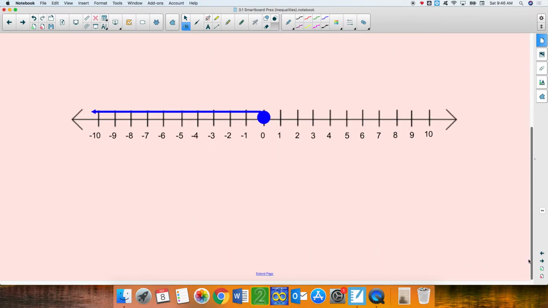Last one like this, again, I'm going to write down my variable, and then I'm going to write the number it's sitting at, which is 0, to the right. This is a closed circle, so it's also equal to. I'm going to the left, which means I'm going less than, or my point is going to the left.